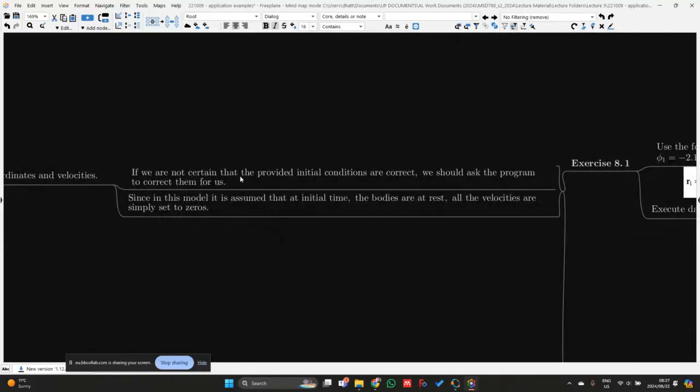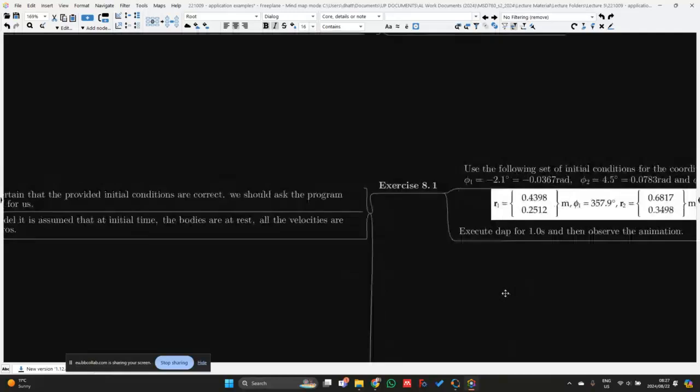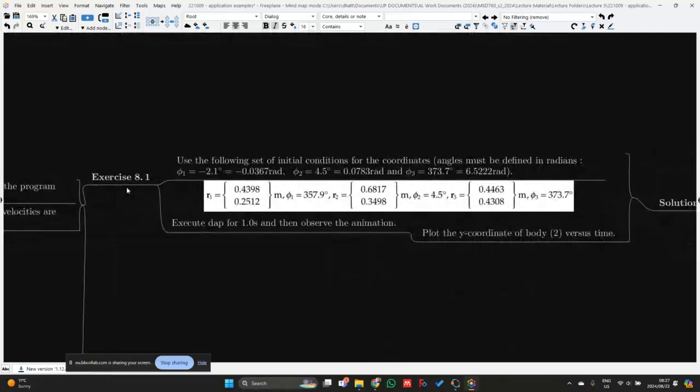If we are not certain that the provided initial conditions are correct, we should ask the program to correct them for us. Since in this model it is assumed that at initial time the bodies are at rest, all the velocities are simply set to 0, or we can leave it default. If we don't specify it, then it is in any case assumed to be 0. So now we can have a look at exercise 8.1.